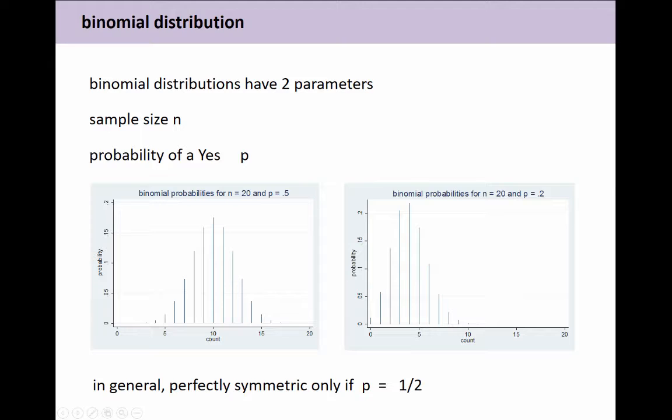So to sum this up, one point we can make as we start to think about these distributions is that in general the binomial is perfectly symmetric only for a proportion p of a half.